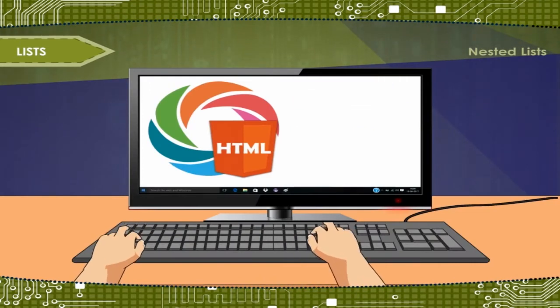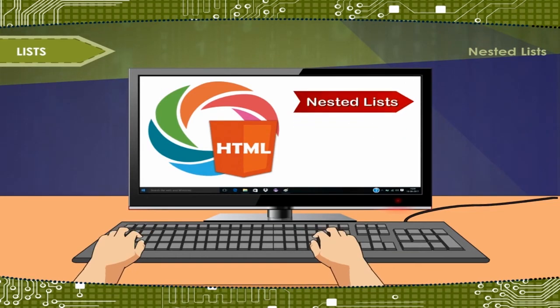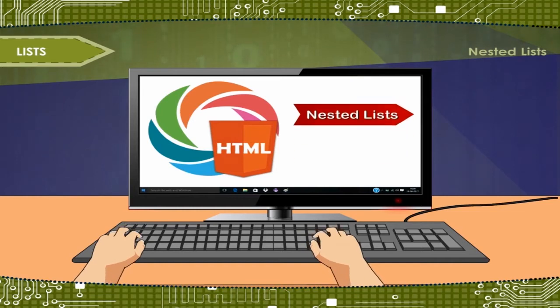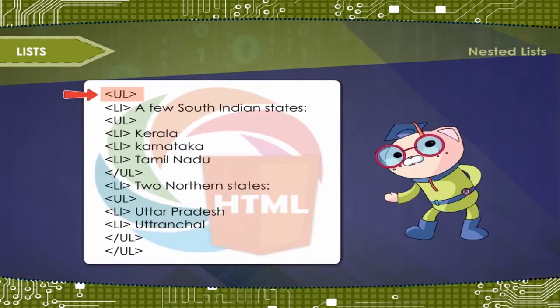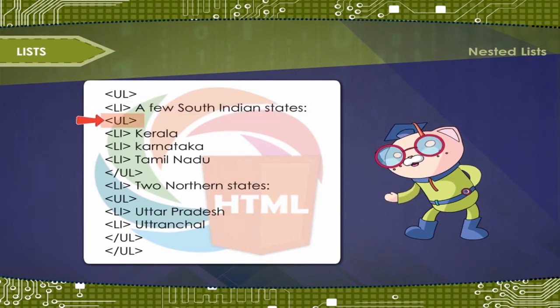Nested lists. Lists can be nested. You can also have a number of paragraphs, each containing a nested list, in a single list item. Here is a sample nested list. Tag UL. Tag LI. A few South Indian states. Tag UL. Tag LI. Kerala. Tag LI. Karnataka. Tag LI. Tamil Nadu. Close tag UL.